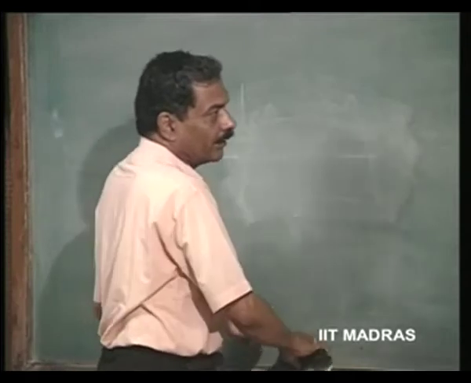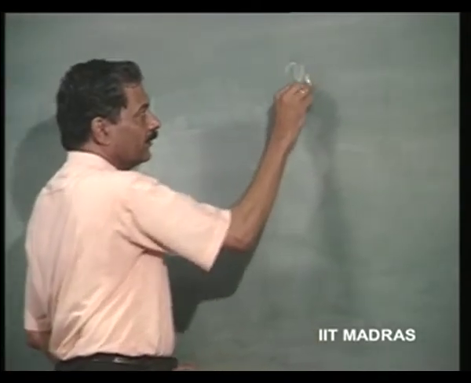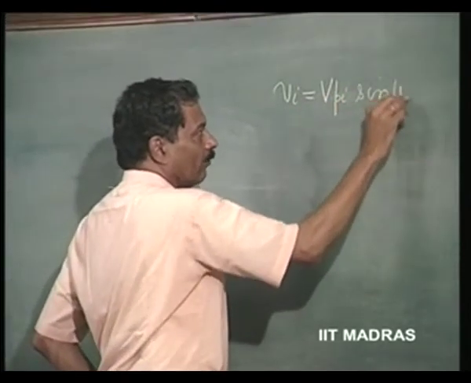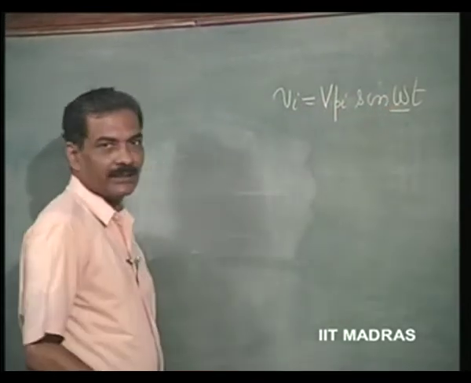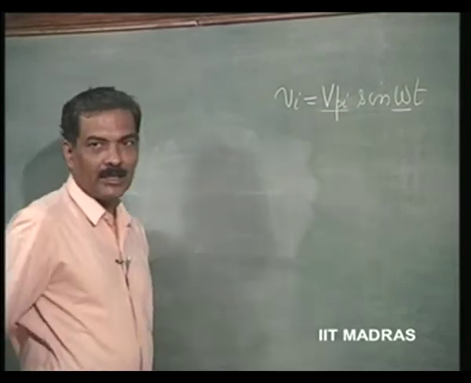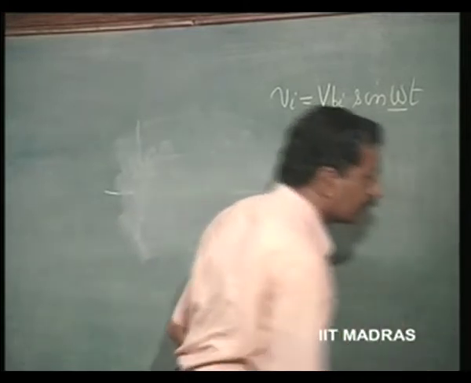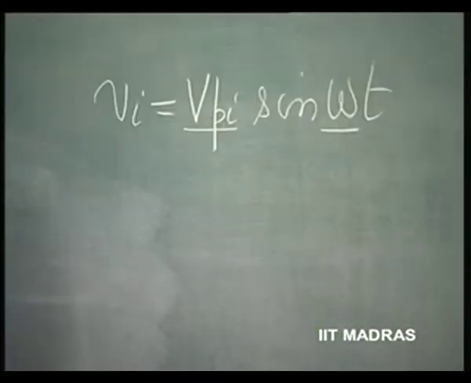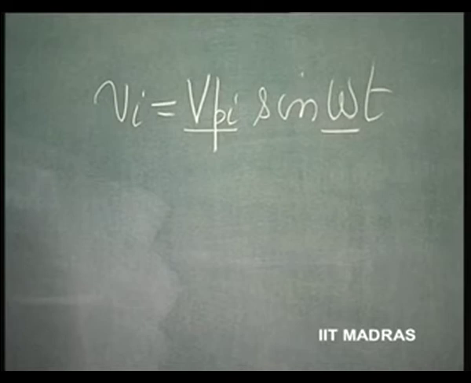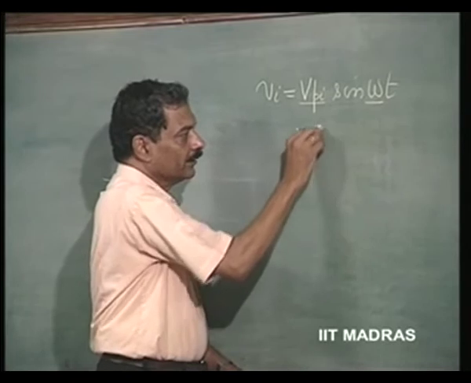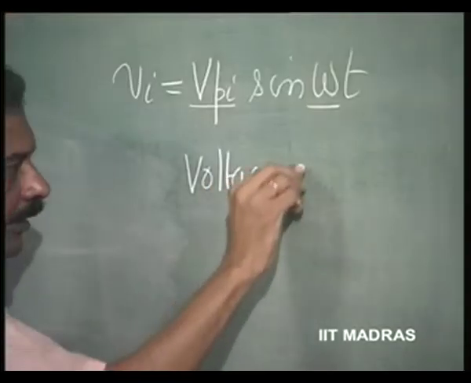Let us therefore assume that V I is V p I sin omega t. Omega is the frequency of the signal, V p I is the peak voltage of the input signal. Now, if this is applied as an input to an amplifier, what happens because of nonlinearity? Let us assume that we are discussing a voltage amplifier.